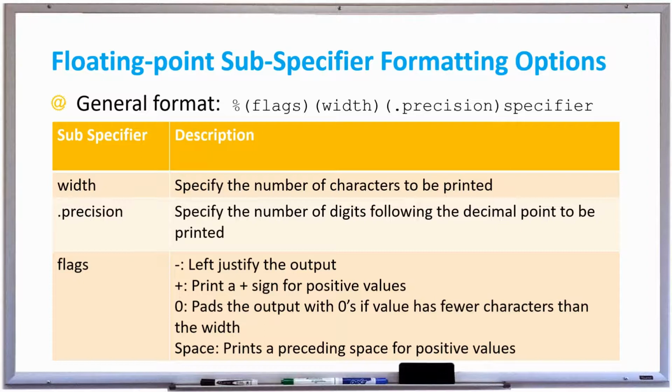It's the %f because it's floating point, but in between the % and the f specifier you can specify flags, width, and precision, where width is the number of characters you want printed, the dot precision is the number of digits following the decimal point you want printed, and the flags include the minus sign to left justify the output, the plus sign to display a positive sign for positive values, 0 which will pad the output with zeros if it has fewer characters than the width, and a space for printing a preceding space for positive values.